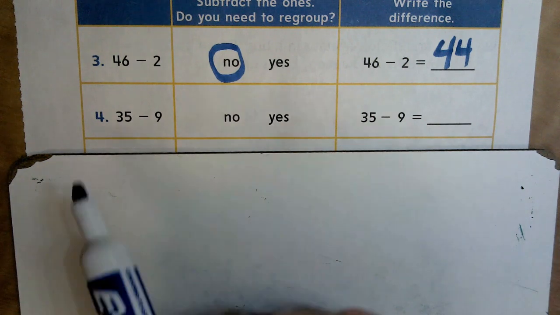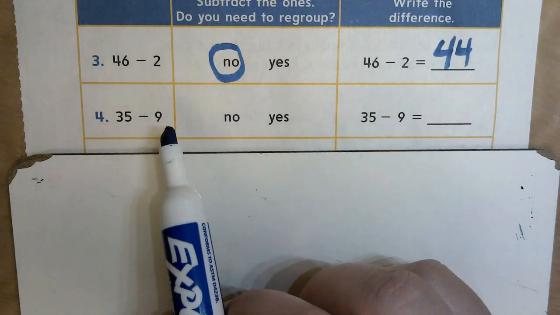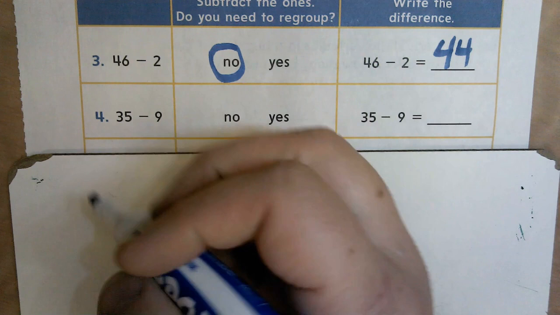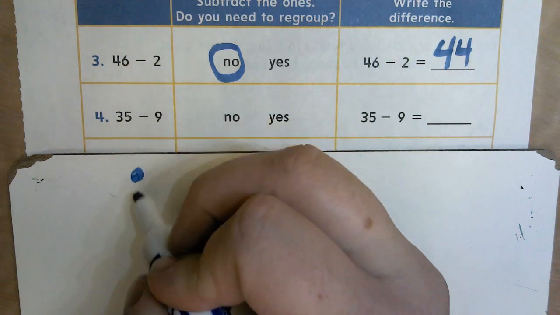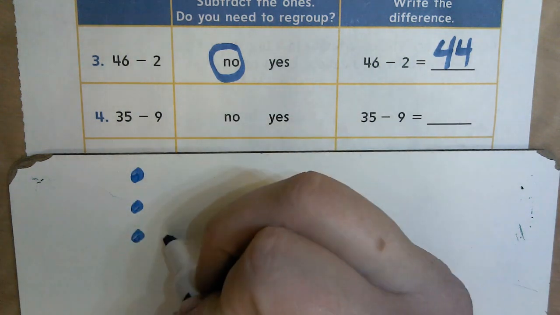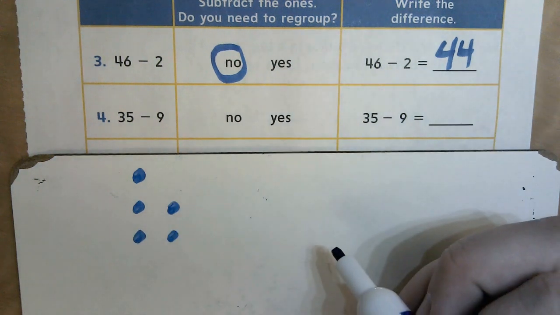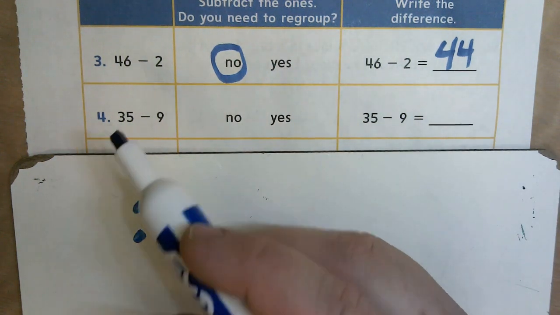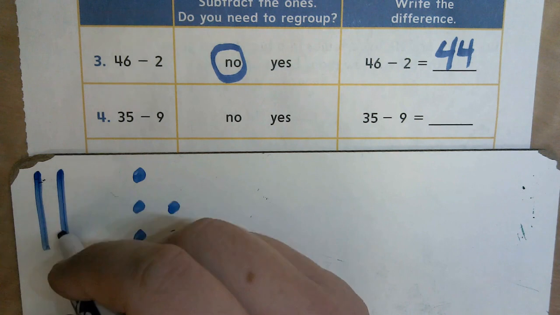Well, let's take a look. It says 35 minus 9. Well, let's start with that 35. So 35, I've got 5 ones. 1, 2, 3, 4, 5. And then I've got 3 in my tens. So 1, 2, 3.